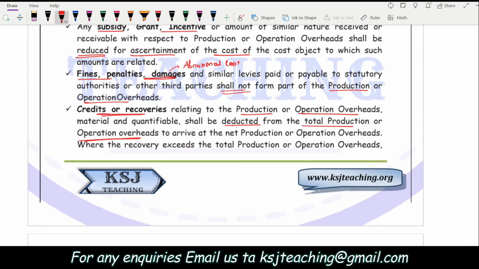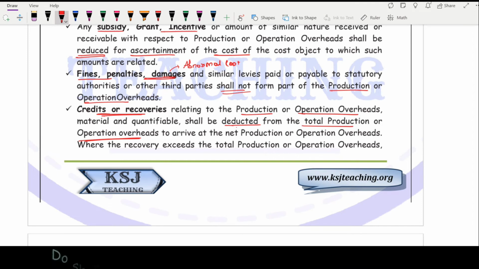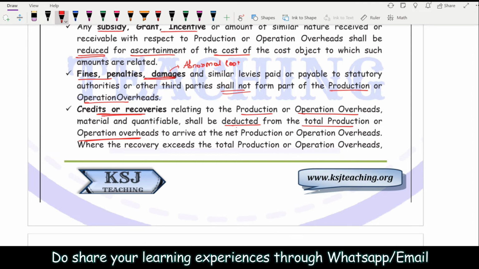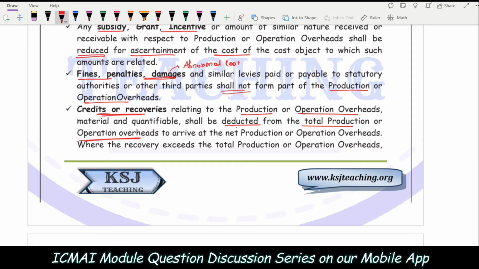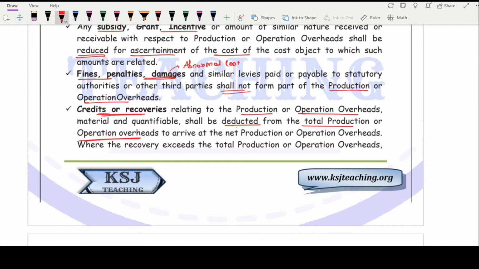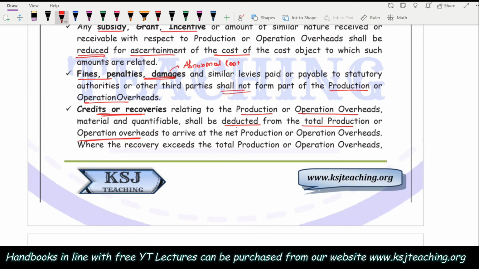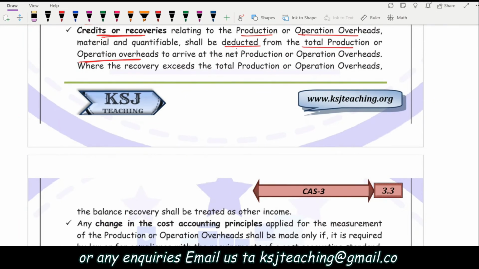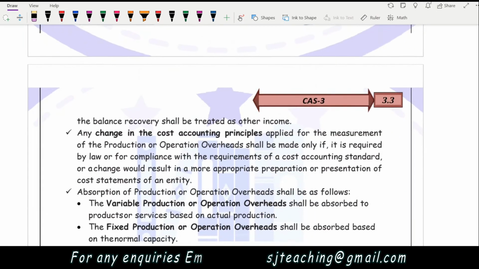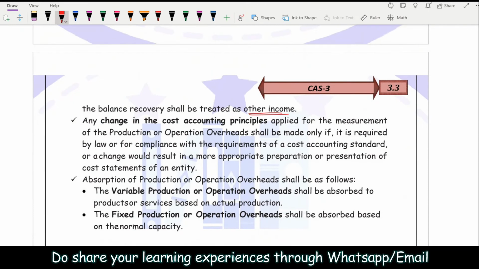So in that way, if the company which is manufacturing gets any credits or recovers anything from the item which they are selling, that will reduce their production or operation overheads, okay? Where recovery exceeds the total production overhead, the balance recovery shall be treated as other income if the recovery is more than the cost.